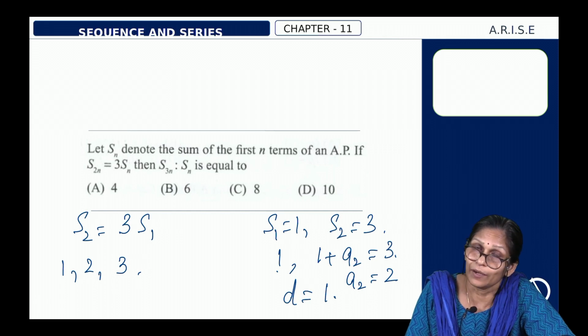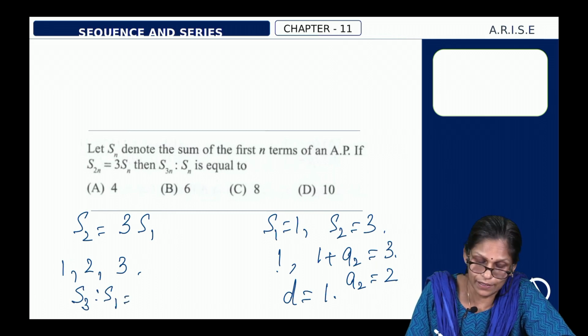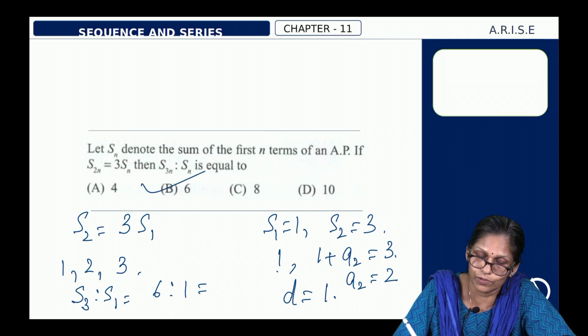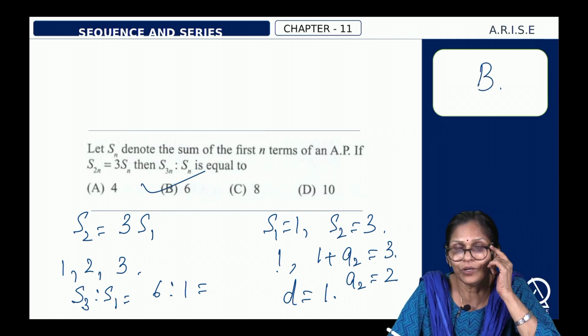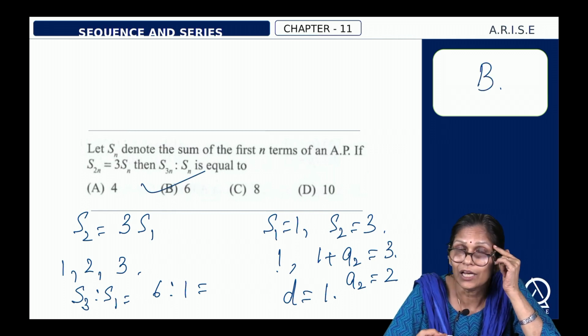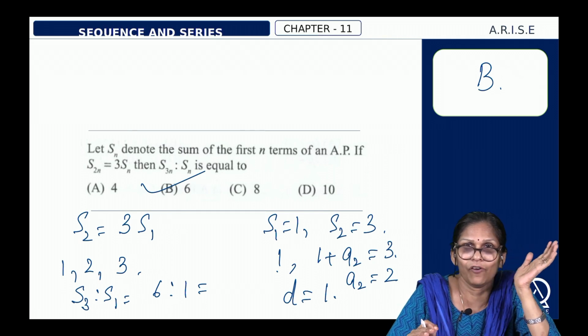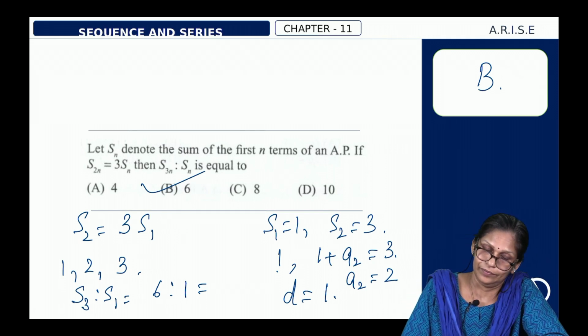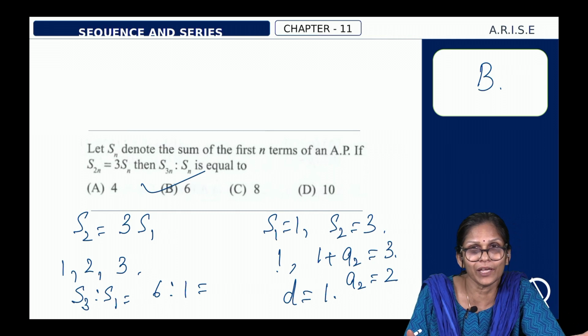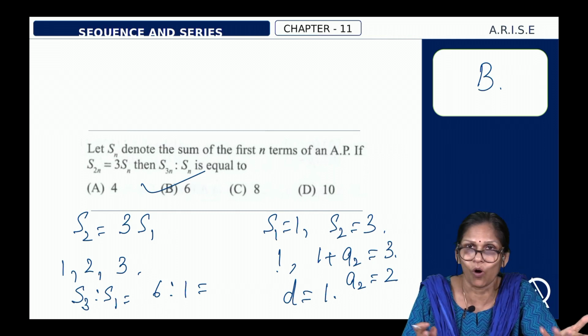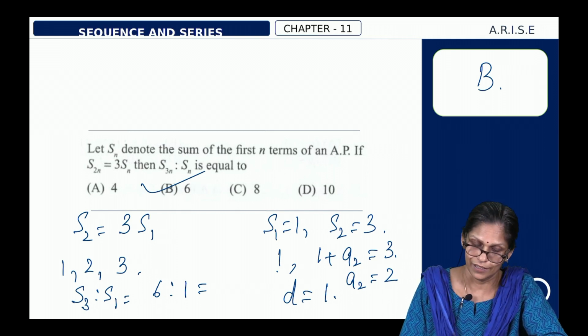What is your question? Remember n was 1, you are asked to find S3 is to S1. S3 means the sum to 3 terms. Isn't that 1 plus 2 plus 3, which is 6, is to S1, which is 1. So 6 is your answer, option B. So you have done this without any complicated formula, because the options were given to you and you can eliminate all the other options.